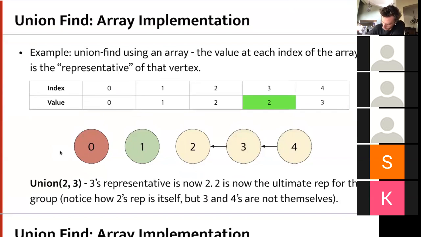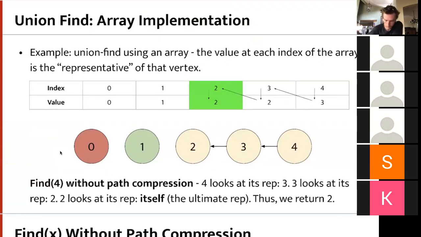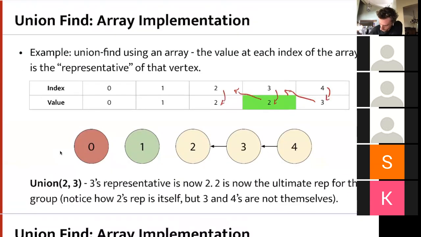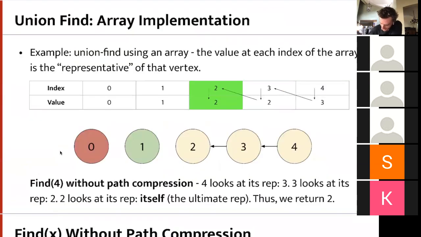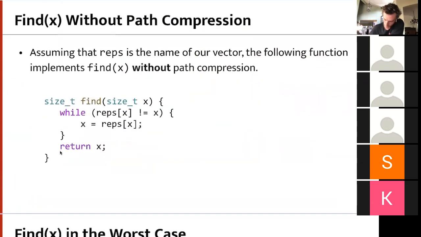Now we have 4 is represented by 3. 3 is represented by 2. And 2 is represented by 2. So now we know we're done at that point. Just like the arrows I drew, except probably they look a little nicer. So now we have to take this whole path to get to 2. Here's a way we can implement find.